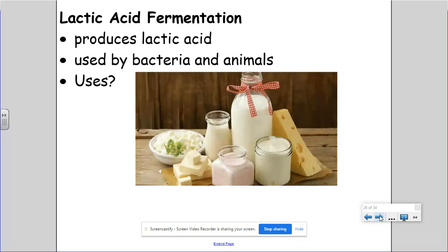Lactic acid fermentation is in many ways the one that's most relevant to you because this is what your cells will go through in the absence of oxygen. It will produce something called lactic acid. It is also used by some bacteria. If you've ever eaten milk products, cheese, yogurt, anything that's made from fermented milk, you have actually eaten the product of lactic acid fermentation.